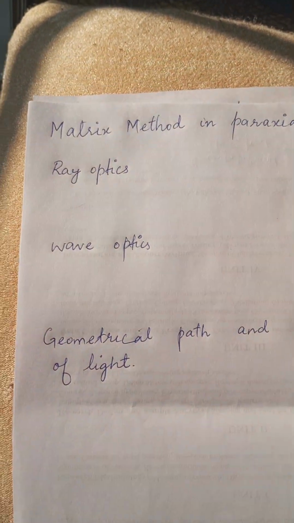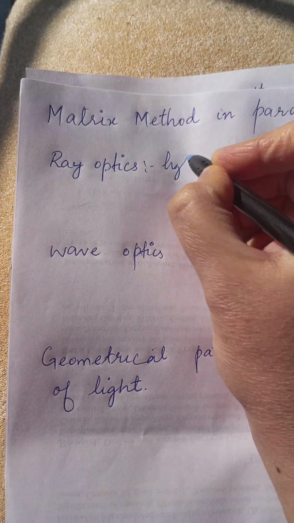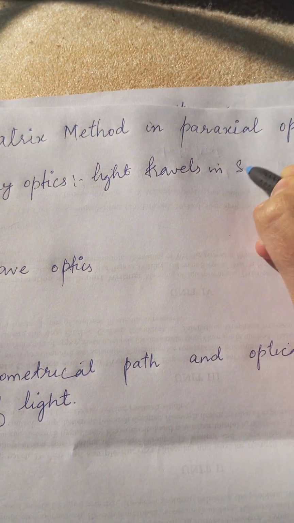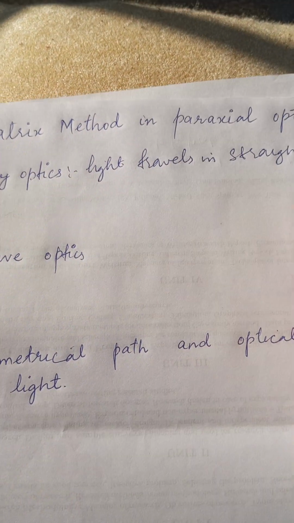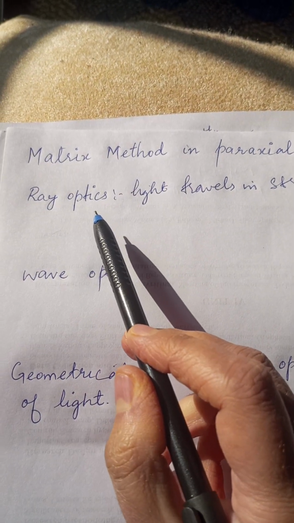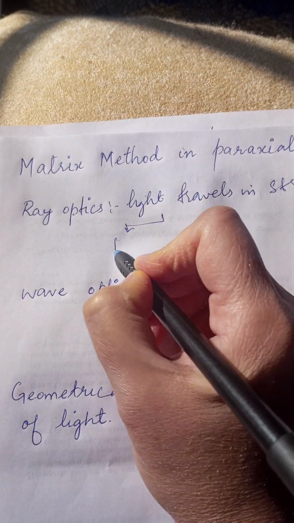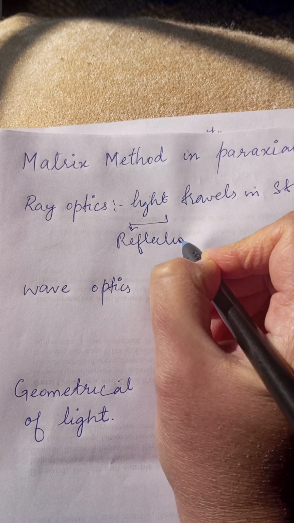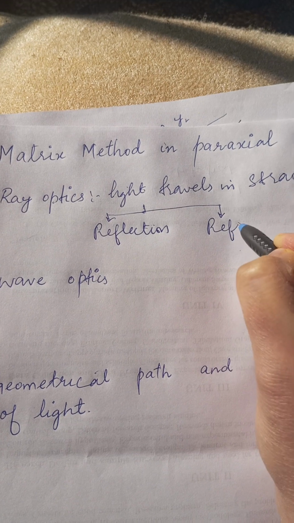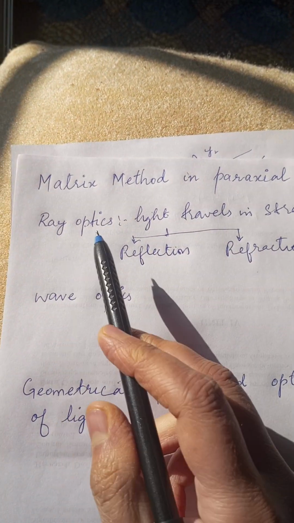See, whenever we consider that light travels in straight lines, we call it ray optics. The study is called ray optics. Under this, we study such phenomena like reflection of light and refraction of light, and all these things come under the category of ray optics.